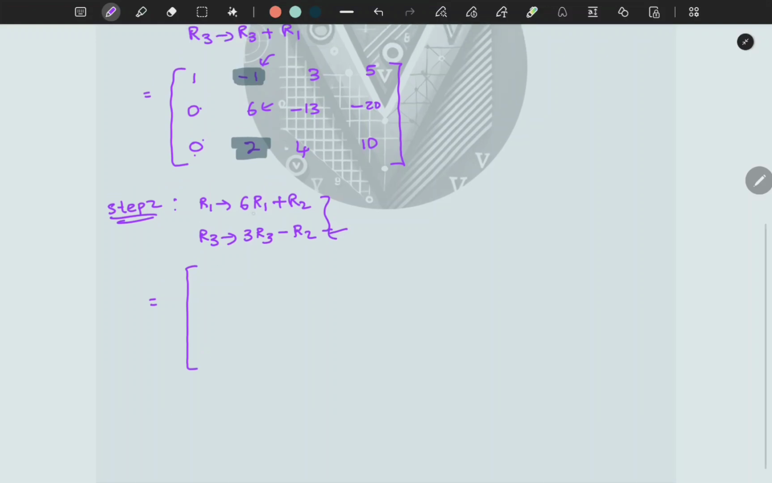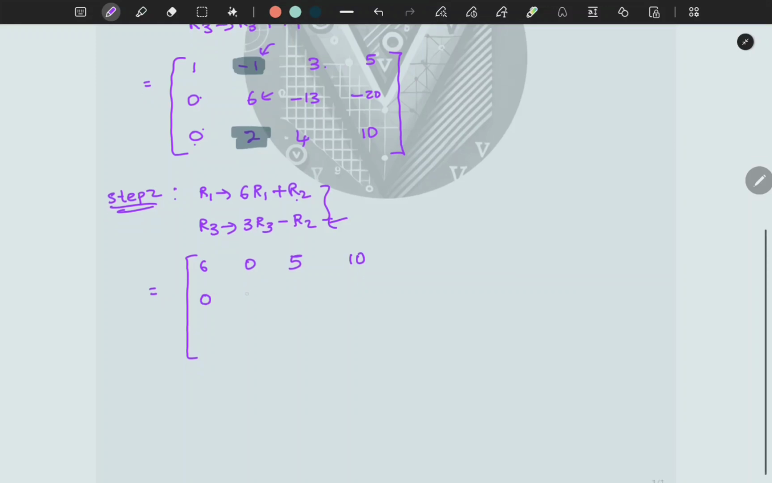Anyways, so what should I get here? 6 into 1 is 6 plus 0 is 6. Next, minus 6 plus 6 is 0. Next, we have 6 into 3, 18. 18 minus 13 is 5. Next, 6 into 5 is 30. 30 minus 20 is 10. I hope you understood this, right? Row 2 is unaltered: 0, 6, minus 13 and minus 20.